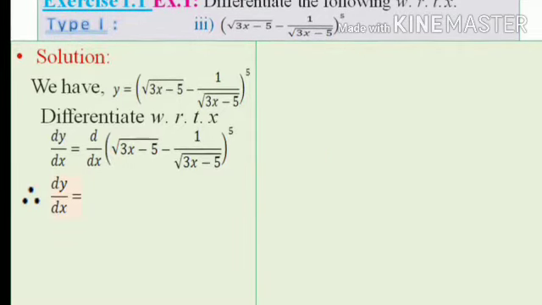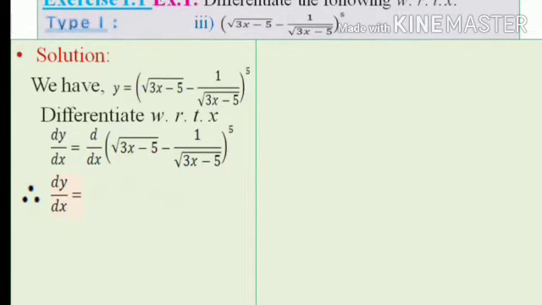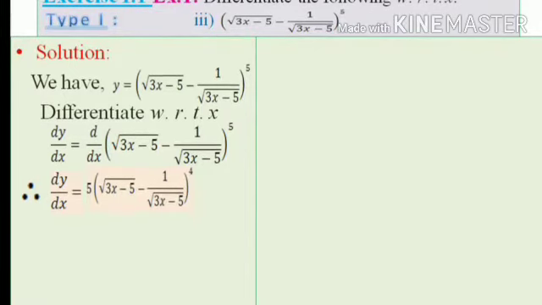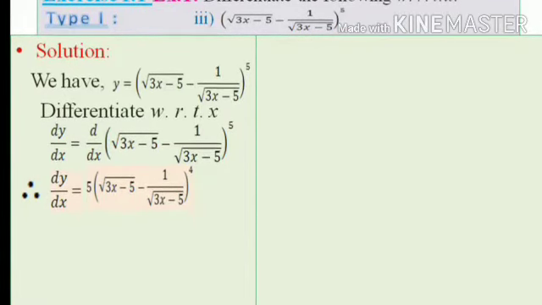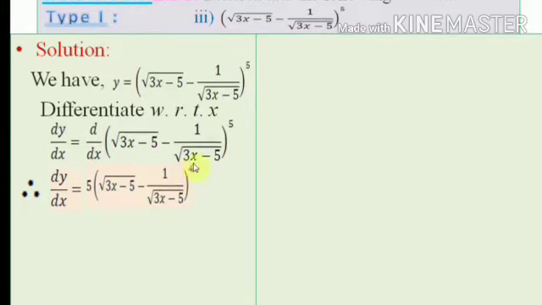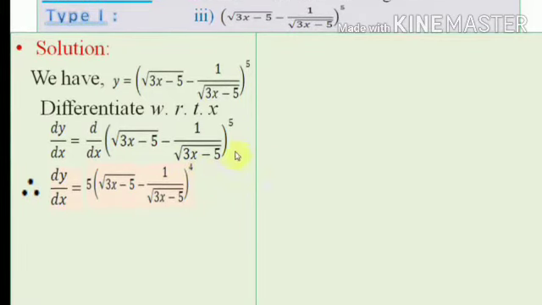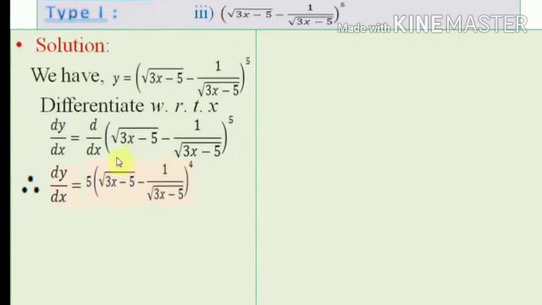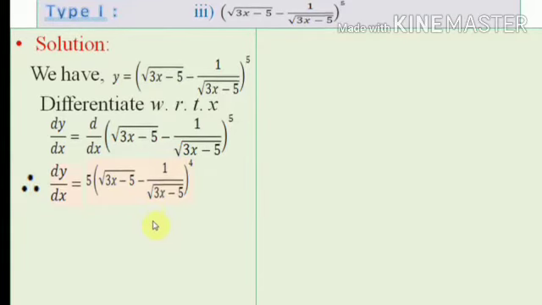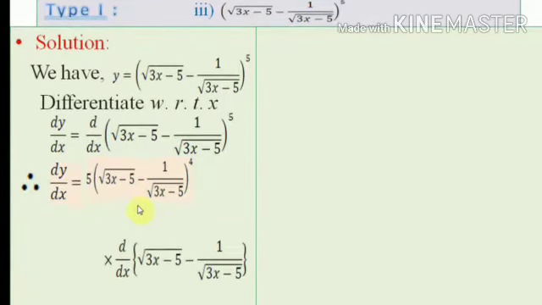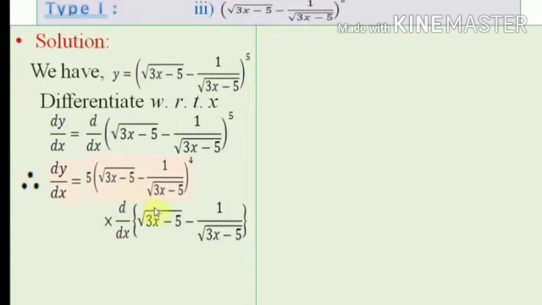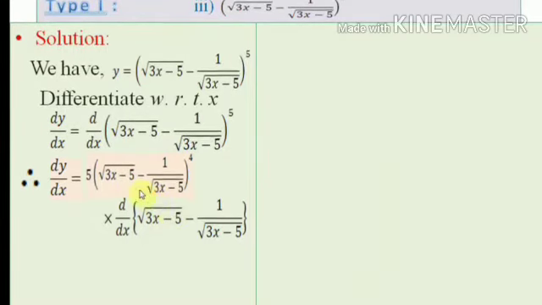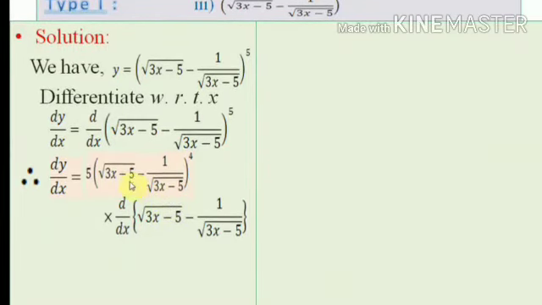Therefore the derivative of the given function becomes, with n equal to 5, 5 into bracket root of 3x minus 5 minus 1 upon root of 3x minus 5, raised to n minus 1, that is 5 minus 1, that is 4. Here the bracket is taken to be f of x, that is a composite function. Now multiply by the derivative of f of x, that is d by dx of root of 3x minus 5 minus 1 upon root of 3x minus 5.